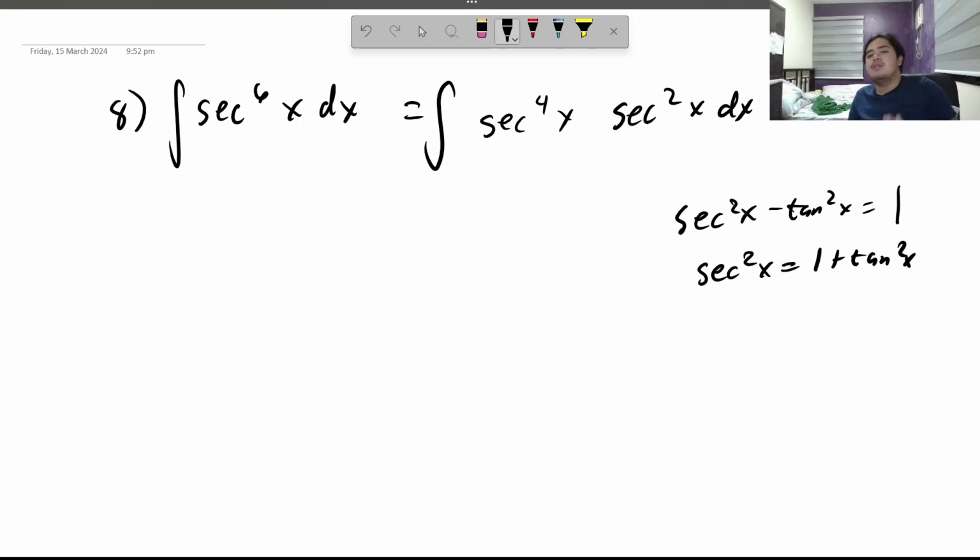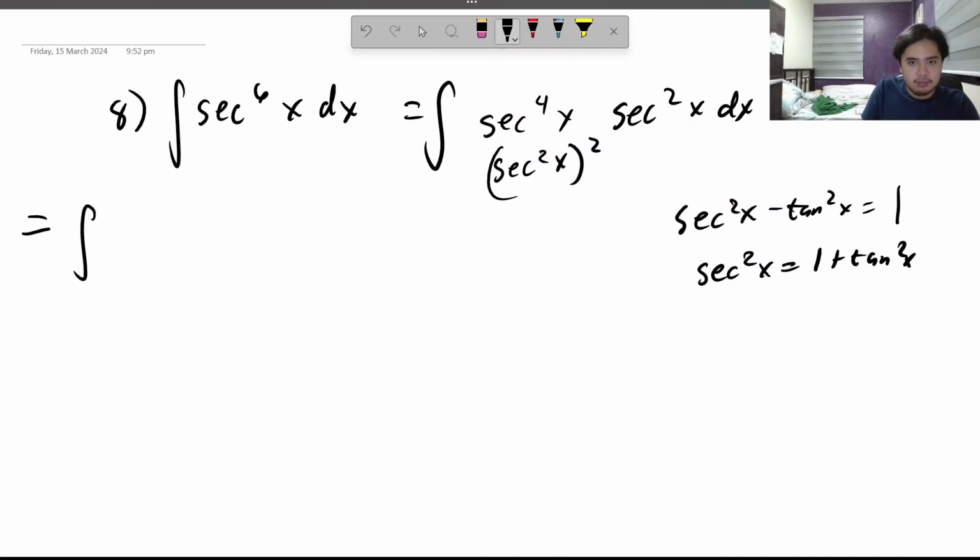Alright. We have secant squared on one side. We have an even secant on the other side. This looks like we could use a little bit of identities here. So, secant to the power 4x is secant squared x squared, right? So, knowing this, we can replace the secant squared x with 1 plus tangent squared x, squared, secant squared x dx. We can actually substitute now.